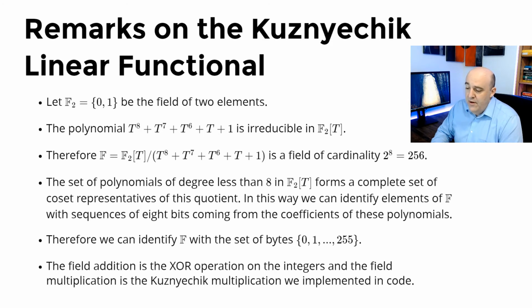So that's just a very rough explanation of why we can identify elements of F, which are technically speaking cosets of polynomials, with plain old integers from 0 to 255. So when we write bold F, we imagine we're dealing with integers between 0 and 255. The addition operation is XOR, and the multiplication operation is this Kuznyechik multiplication that we implemented. And F under this addition and multiplication is a field.